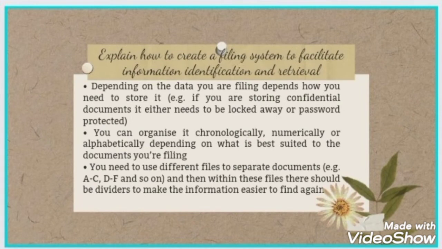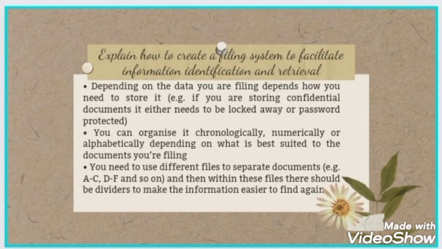Here, we explain how to create a filing system to facilitate information identification and retrieval. First, how you store data depends on the kind of data you are handling. If you are storing a confidential document, it needs to be either locked away or password protected. Second, you can organize chronologically, numerically, or alphabetically, depending on what is best suited to the documents you're filing. Third, you need to use different files to separate documents, and within these files, there should be dividers to make information easier to find again.